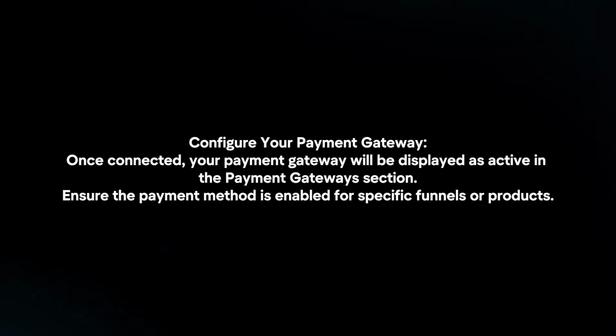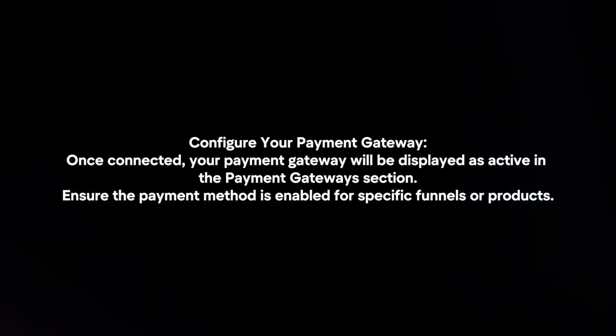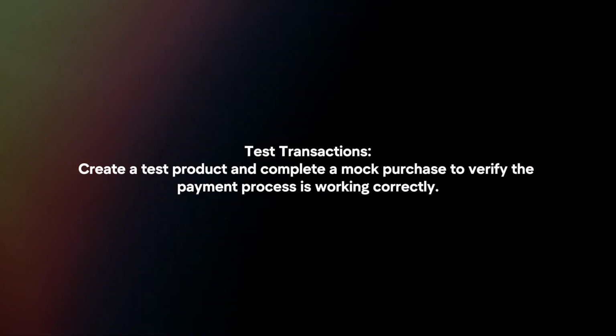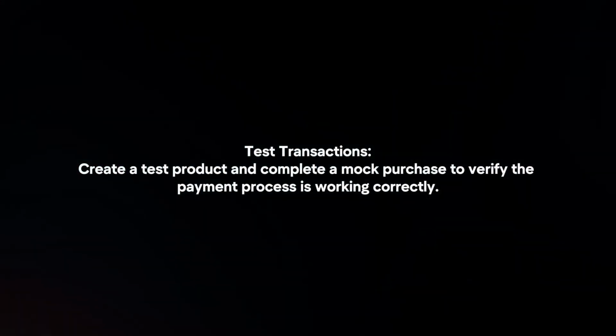Configure your payment gateway. Once connected, your payment gateway will be displayed as active in the Payment Gateway section. Ensure the payment method is enabled for specific funnels or products. Test transactions. Create a test product and complete a mock purchase to verify the payment process is working correctly.